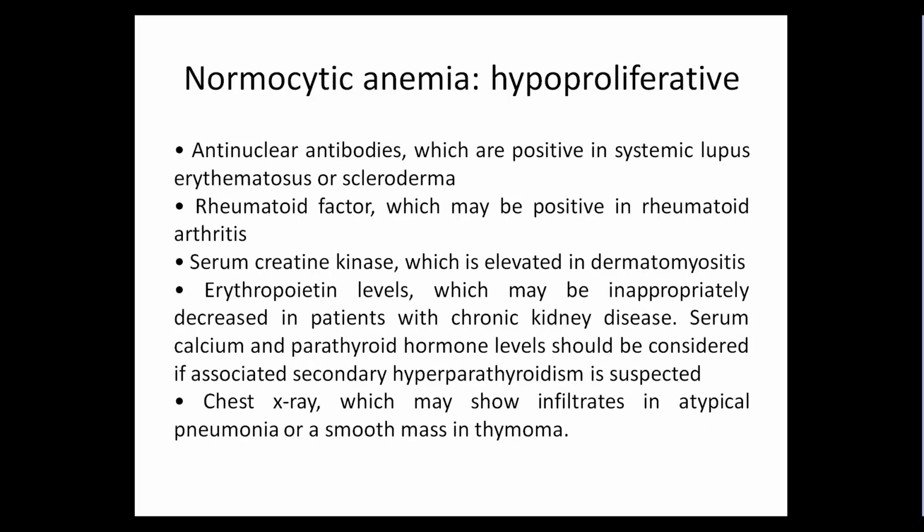Antinuclear antibodies, which are positive in systemic lupus erythematosus or scleroderma; rheumatoid factor, which may be positive in rheumatoid arthritis; serum creatine kinase, which is elevated in dermatomyositis; erythropoietin levels, which may be inappropriately decreased in patients with chronic kidney disease; serum calcium and parathyroid hormone levels should be considered if associated secondary hyperparathyroidism is suspected. Chest X-ray may show infiltrate in atypical pneumonia or a smooth mass in thymoma.